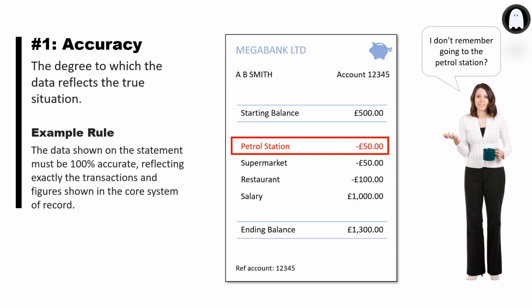The first dimension is accuracy. In other words, the degree to which the data reflects the truth. What kind of issues would this present to the customer if the data wasn't accurate? Well, for example, if the statement says that a customer went to the petrol station and spent £50, but they didn't, it would mean that the data on the statement was not accurate. What kind of rule could the accuracy dimension help drive then? In this case, a rule could be that the data displayed must reflect exactly the transactions and figures that are held in the bank's databases.